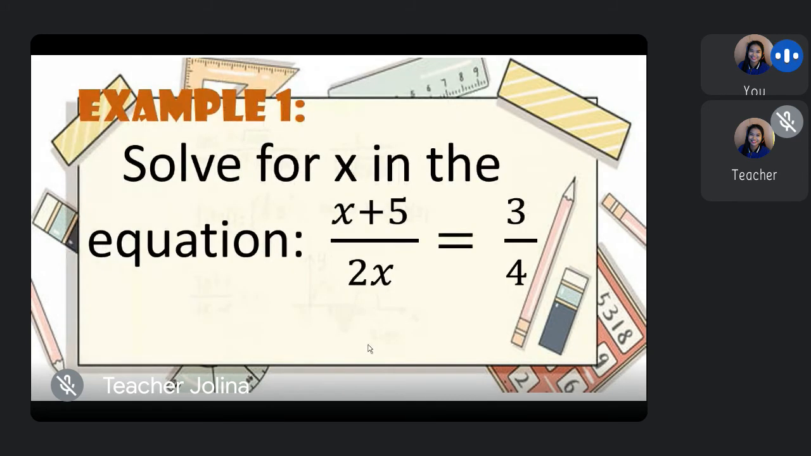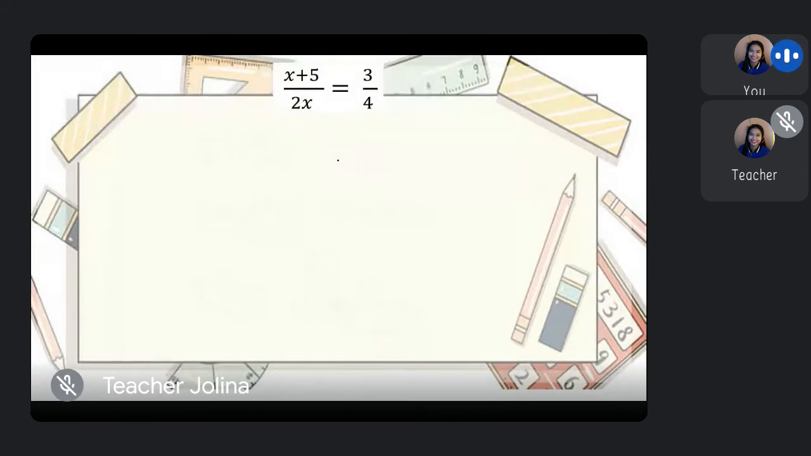Let's solve for x or what is the solution in the equation (x + 5)/2x = 3/4. Okay, so hanapin natin yung value ng x niya and then check natin yung result kung sila ay equal. Then kung nag-equal sila, therefore, it is a rational equation. So here is our given, tama, (x + 5)/2x is equal to 3/4.